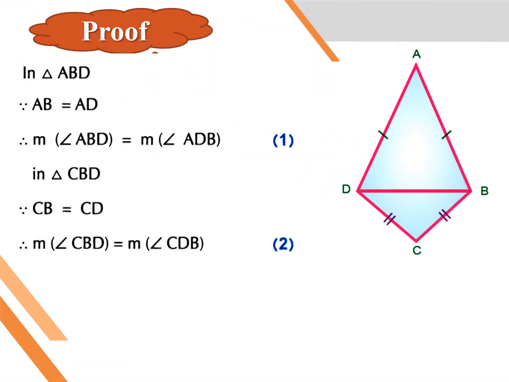How to prove that? Number 1, in triangle ABD, since AB equals AD, then this triangle is an isosceles triangle. Then measure of angle ABD equals the measure of angle ADB, and this is number 1. Also in the triangle CBD, CB equals CD, so this triangle is an isosceles triangle. So the base angles are equal, then the measure of angle CBD equals the measure of angle CDB.